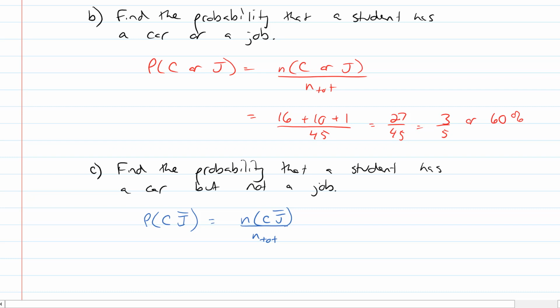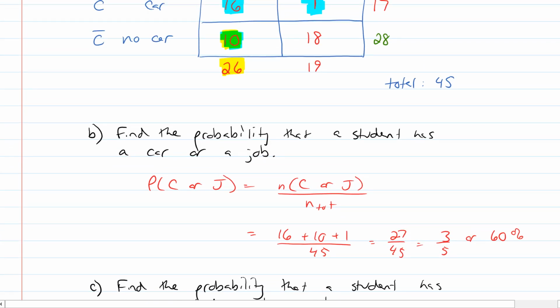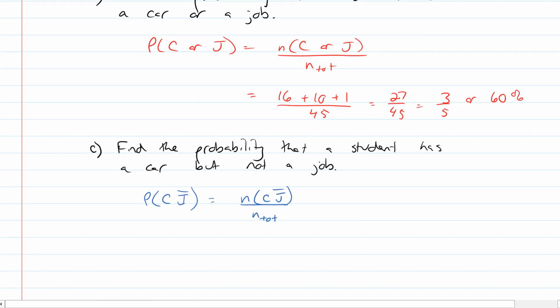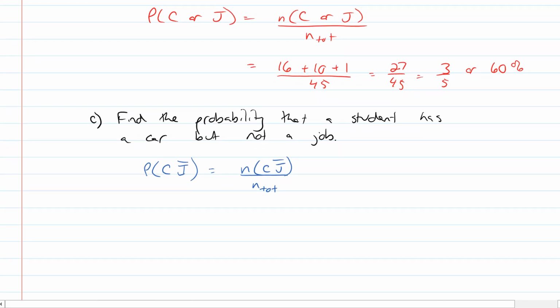Let's just go, I'm going to scroll up so we can look at our table here. Car and no job is going to be this number in the top right. And so we're going to have 1/45, which is a reduced fraction, or if you prefer, you can express it as a percentage. It's 2.2%. And there we have it.